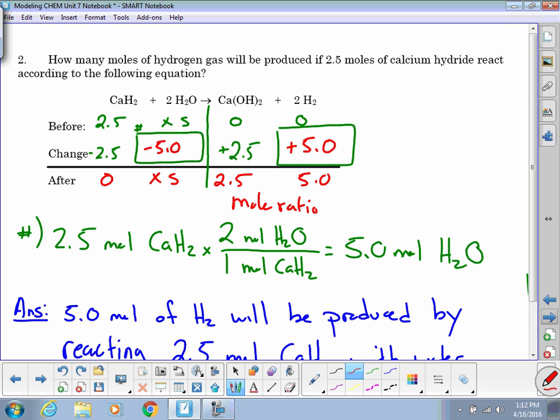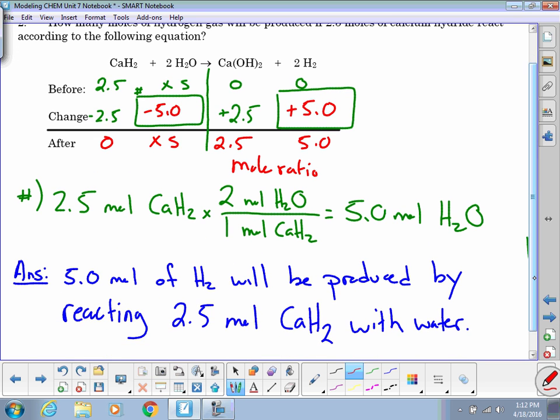Which takes us to the last bit then. What's the answer to the question? Well, they want to know how many moles of hydrogen gas would be produced, and according to our BCA table, 5 moles of H2 will be produced by reacting 2.5 moles of calcium hydride with water.